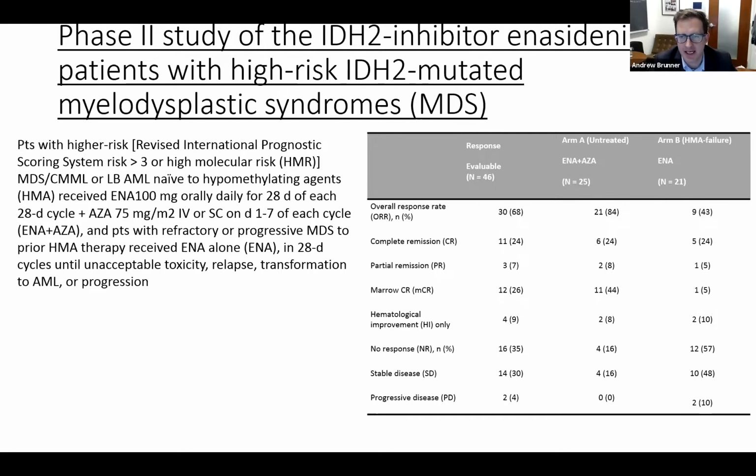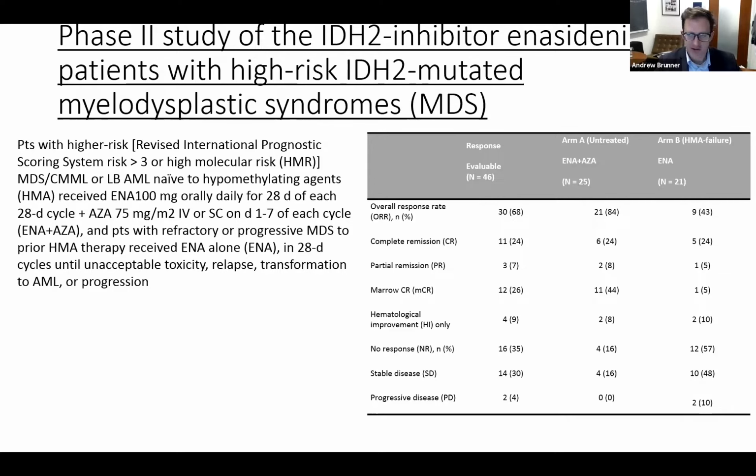And so it looked at 2 different treatment strategies. One was to take patients who've never seen any prior chemotherapy. And so many of you may know that azacitidine or decitabine, hypomethylating agents or DNA methyltransferase inhibitors, so-called, but either of these agents is generally the first treatment that most people with higher risk MDS will receive.